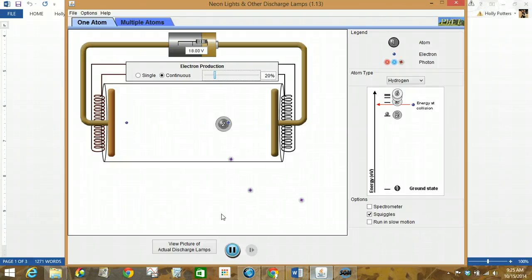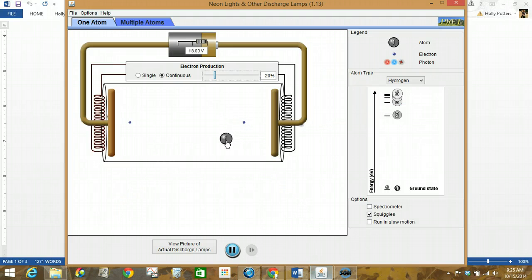Today we're going to be talking about the Unit 2 spectral line simulation, just to make sure that we got all that we were supposed to get out of it. And that's what we're looking at right now. I've got it on the continuous stream of electrons just so we can keep seeing a repeat over and over again. The electrons are being emitted from this plate and they are crashing into the atom.